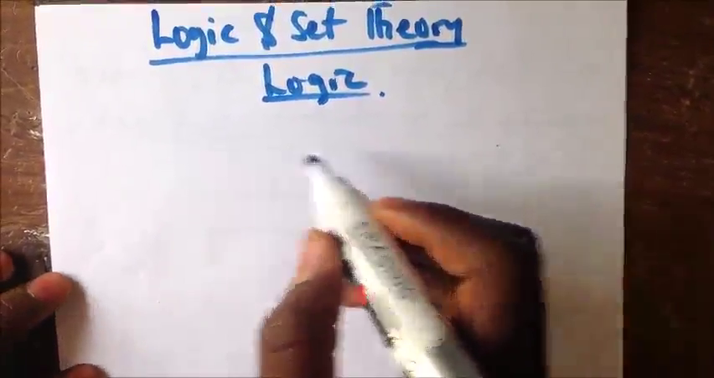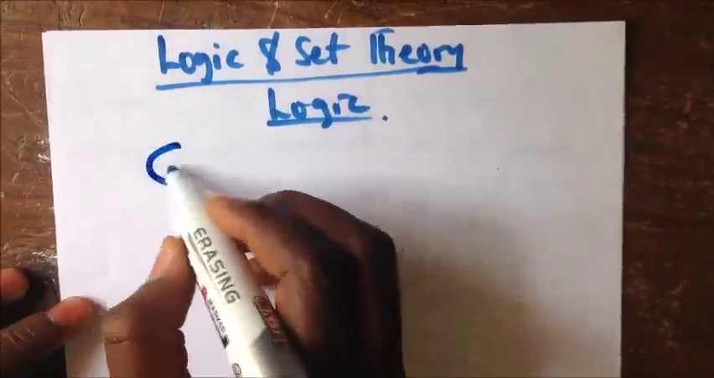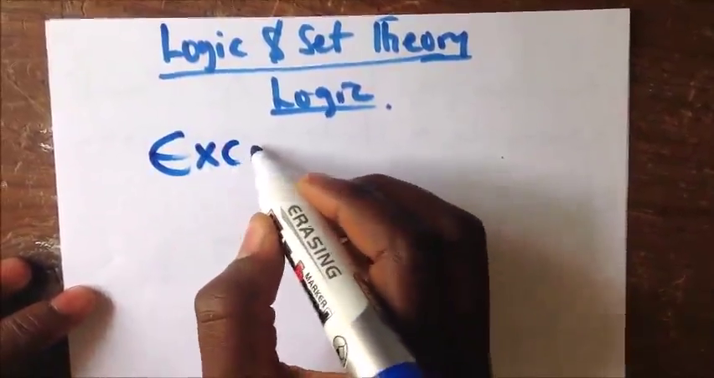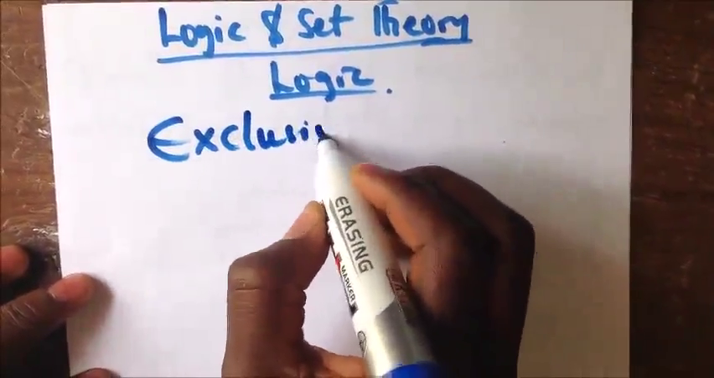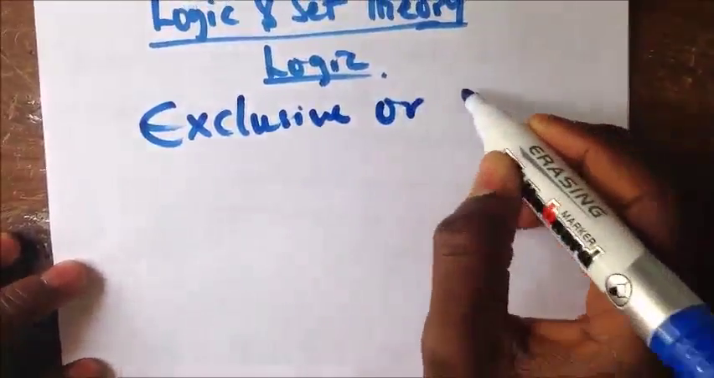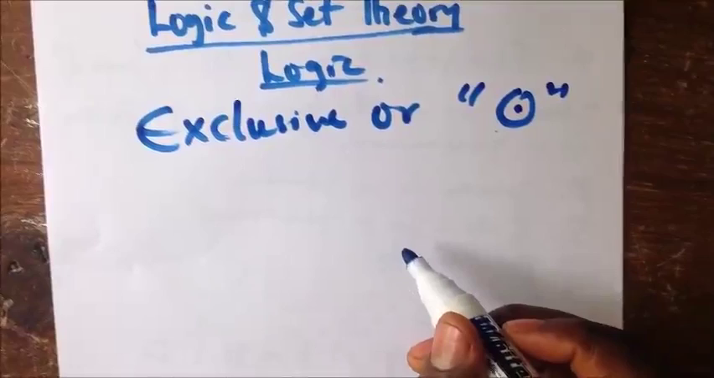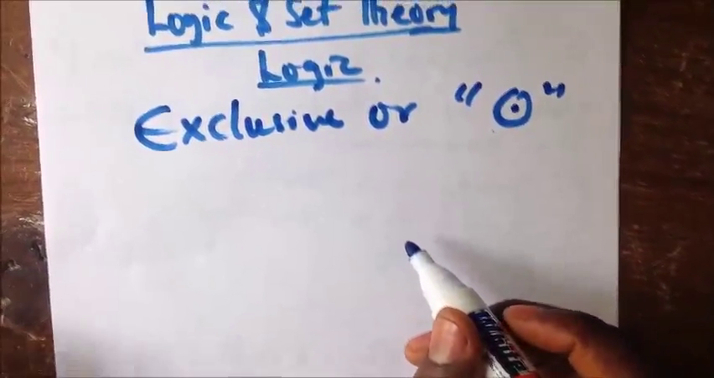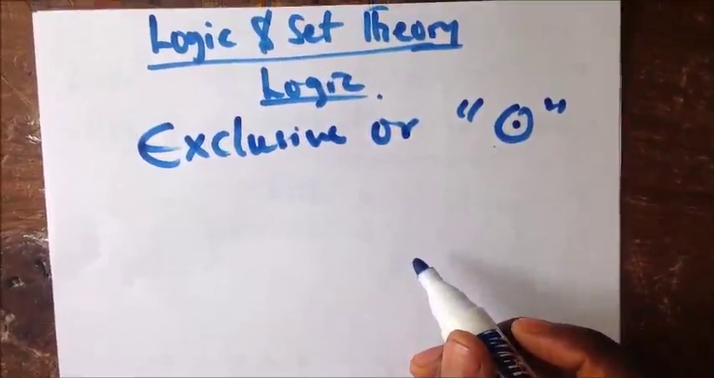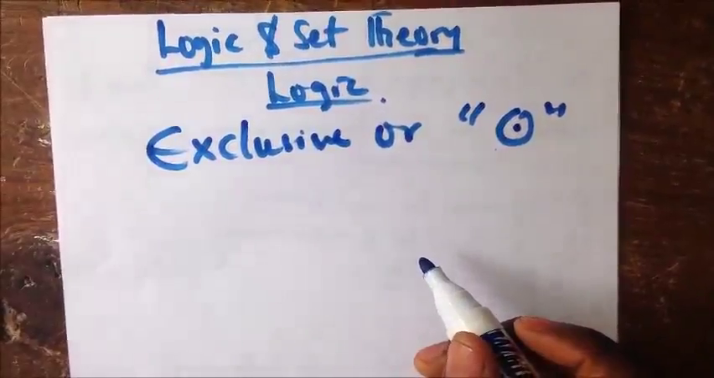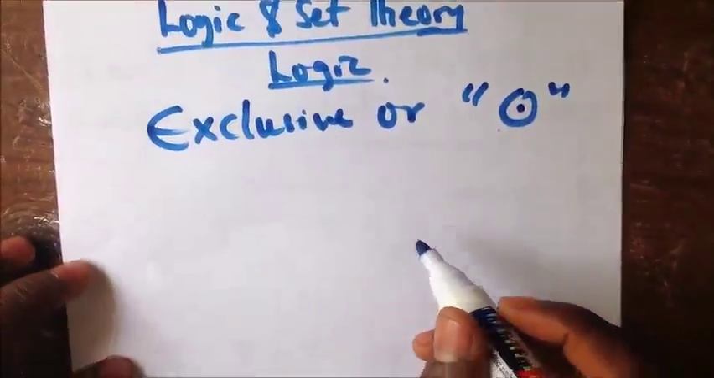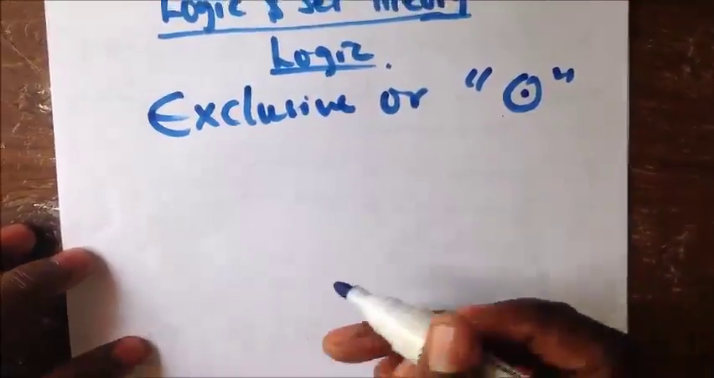Now when we say exclusive or, it is represented or denoted by this symbol. This is a statement that normally comes in the form of either. So how can we know whether a statement is exclusive or not?